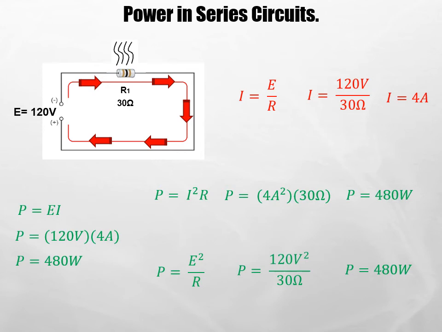The only thing you have to remember is that in a series circuit, you can only use values for a given location. So for any given resistor, I have to use the current, voltage, and resistance for that specific location. Let's do an example. Let's take a look.